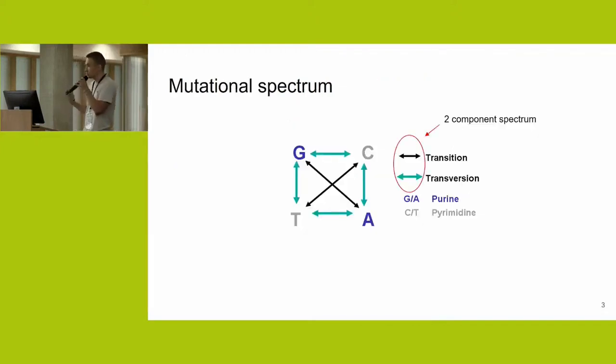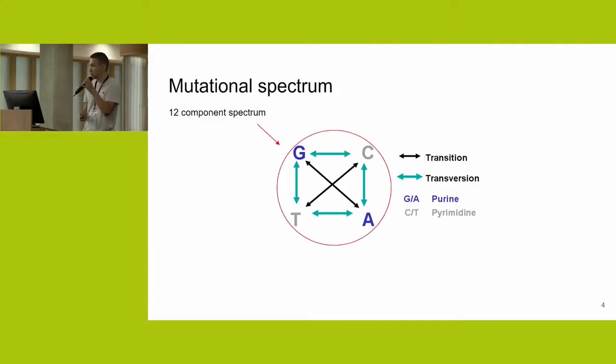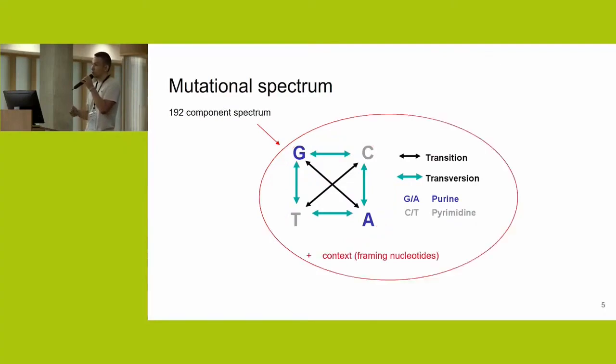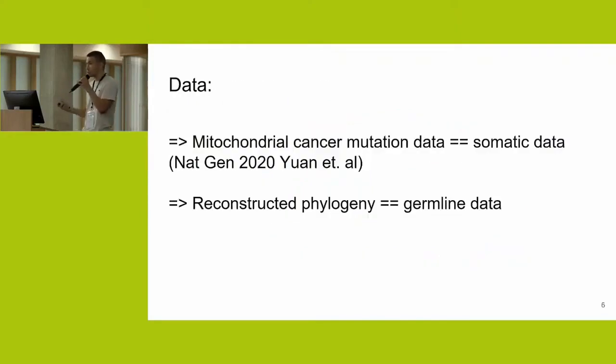For different purposes, we could use different mutational spectra. This is a two-component mutational spectrum with only transitions and transversions. If we take every letter and its substitution to another letter, we get a 12-component mutational spectrum. If we add neighbors to these letters, we get a 192-component mutational spectrum. Our main goal is to compare germline and somatic mutational spectra.